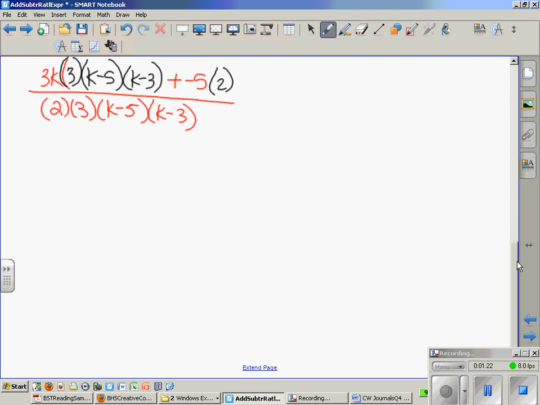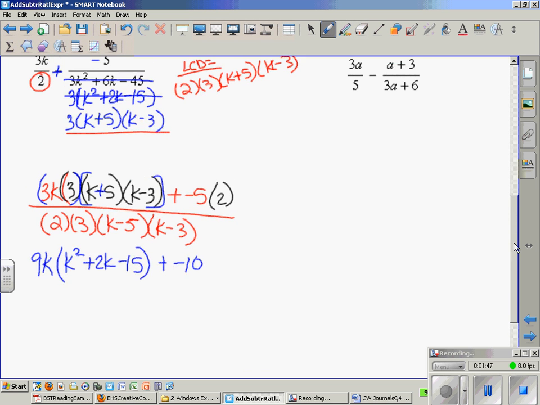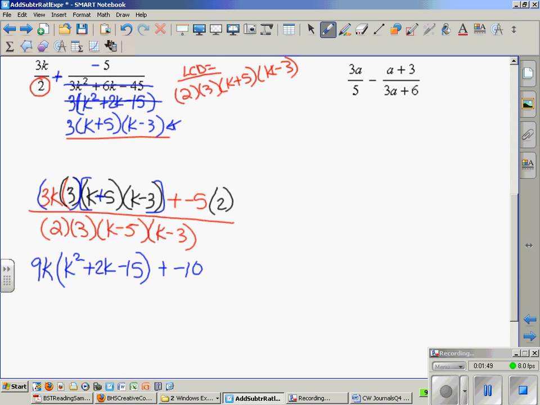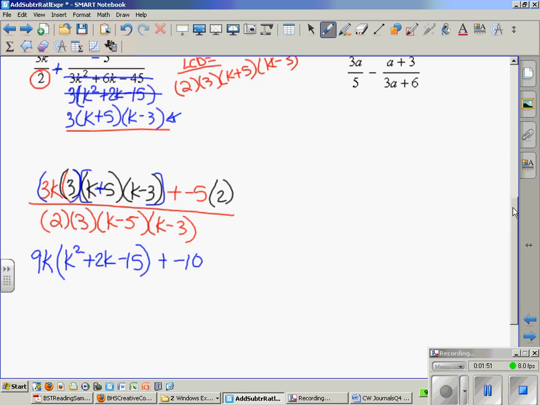Now we have a little bit of algebra to handle here. The best thing to do is to FOIL first and then do the distributive property. So later I'll distribute 9k. This factors in, well, this was a plus, sorry, plus 2k minus 15 plus negative 10. I could do that k squared plus 2k minus 15 so easily because I had factored it right here, so I knew exactly what it was going to become.